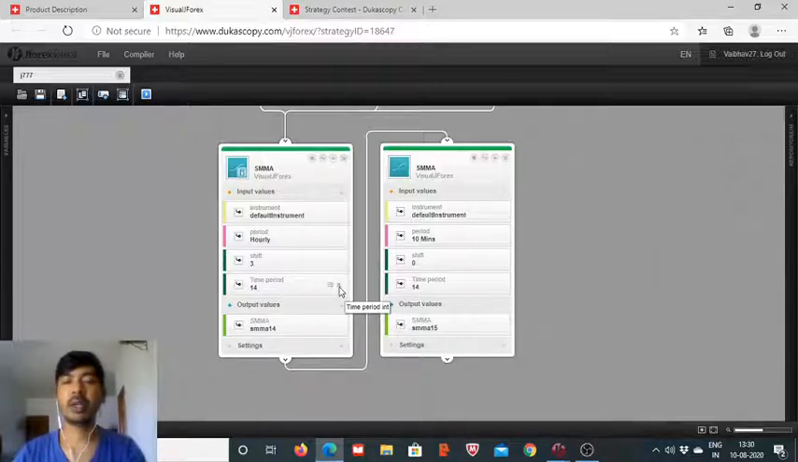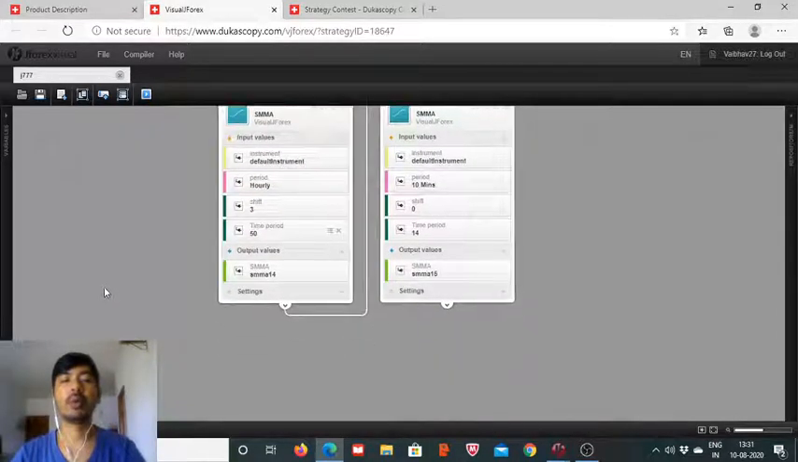So here you can make changes to this, or if you don't want, you don't have to. Any time period on which you want the SMMA to be calculated, you have to type in that value here, then you get the output value.